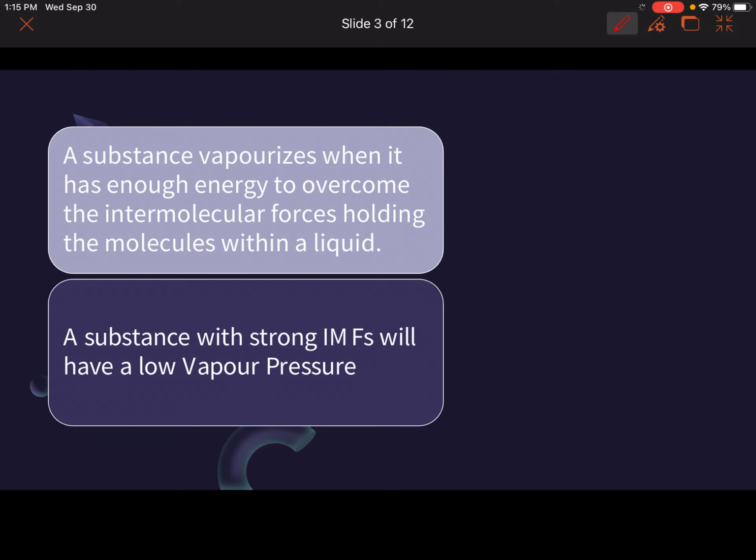Now, let's write this relationship. This is an inverse relationship. When one thing goes up while another thing goes down, we say they're inversely related. So we can write down that IMFs vary, and this symbol, alpha, means varies with, 1 over VP. VP is vapor pressure. So what this tells us is that as IMFs increase, vapor pressure is going to decrease.